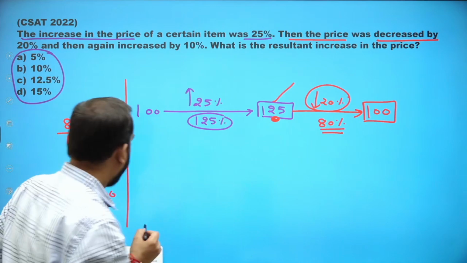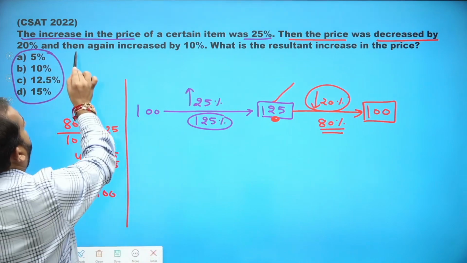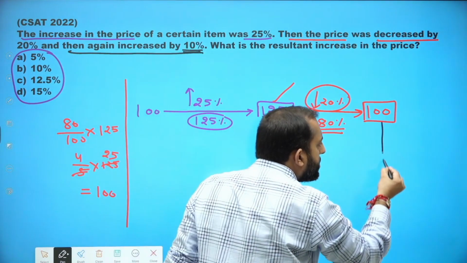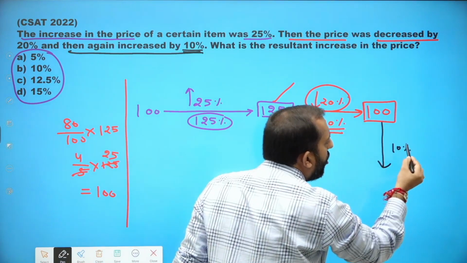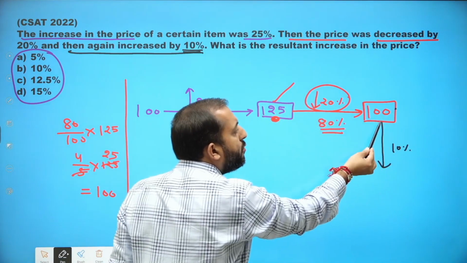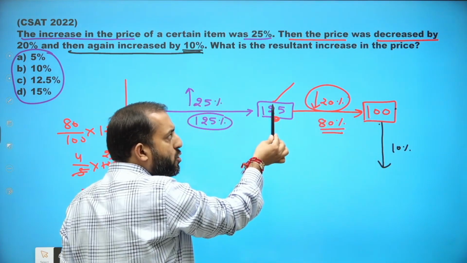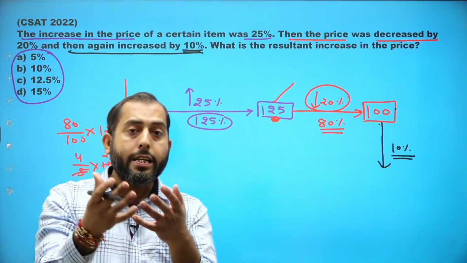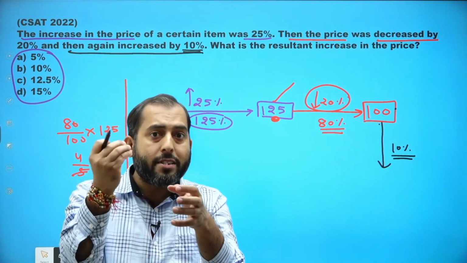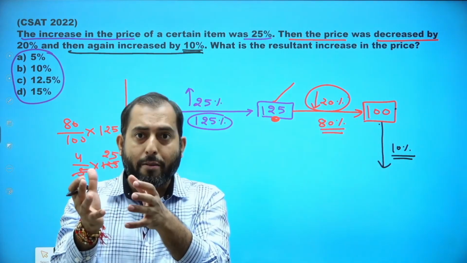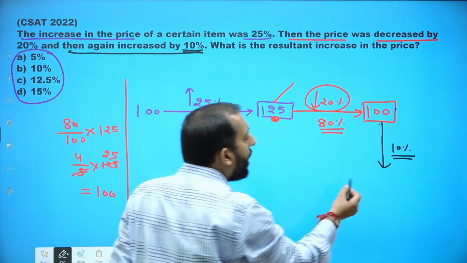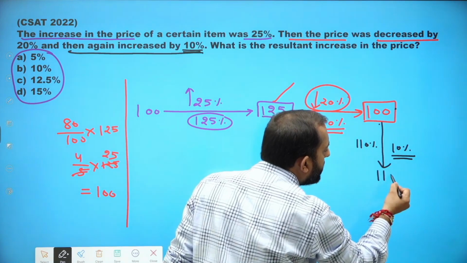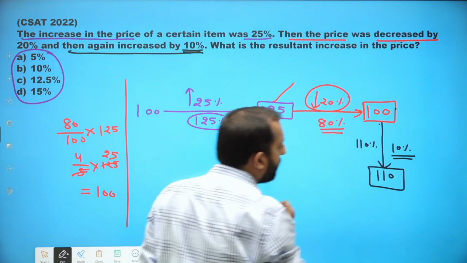Now, next, then again the increase is of 10%. This 10% increase is on the value that we are getting, this 100. So this 100 is increasing by 10%. So 100 plus 10% is 110%. So the final value will be 110% of 100. So 110% of 100 is what? It is 110 itself.